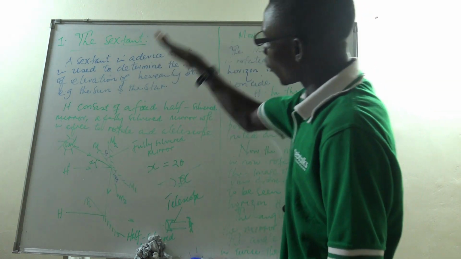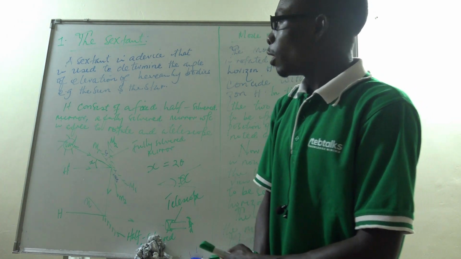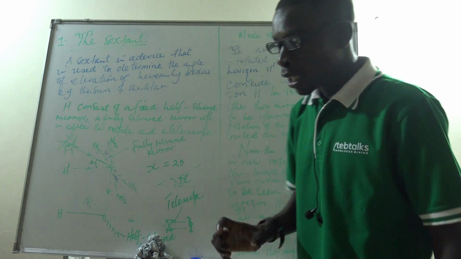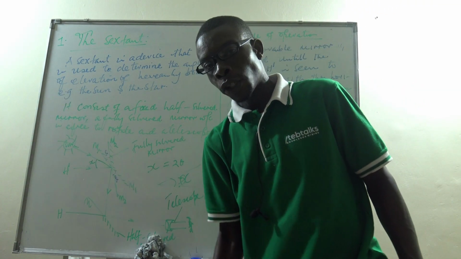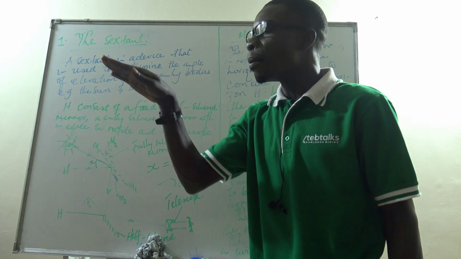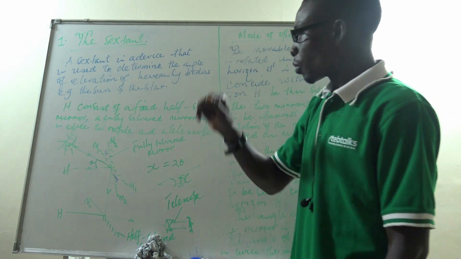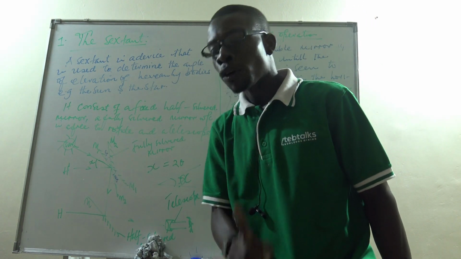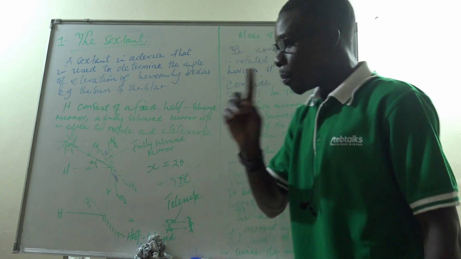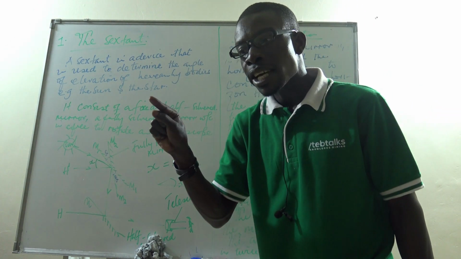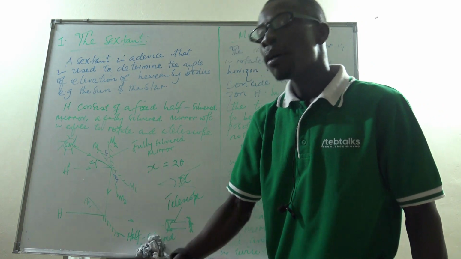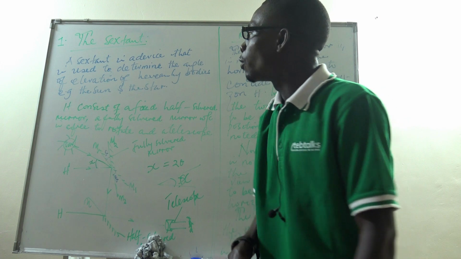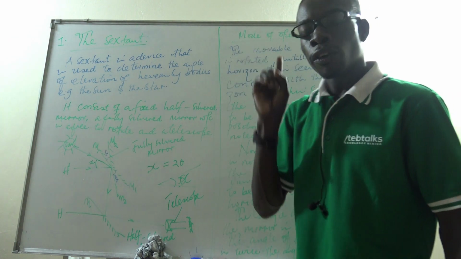Is that okay? Don't forget, the sextant operates on a principle that if we maintain the incident ray in the same position, but we only rotate the mirror, the reflected ray will shift through an angle which is twice the angle of rotation of the mirror. Is that okay? Maintaining the incident ray in the same position, rotating the mirror makes the reflected ray rotate through an angle which is twice the angle of rotation of the mirror.